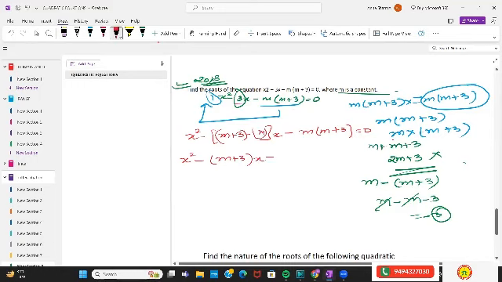So minus plus mx minus m into m plus 3. Have you understood this step? I have not solved it. You have multiplied this m plus 3 with x and this m with x. Right, beta? See, we used to do like this now.